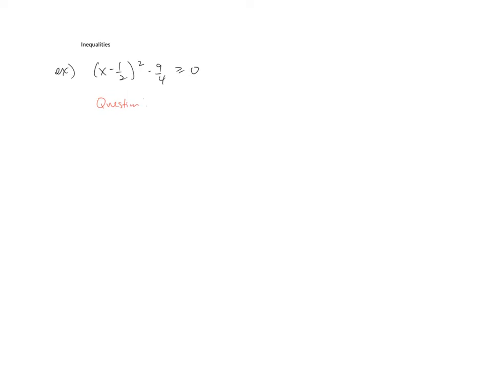So you'll hear me say this a lot. Inequalities always come with a question. The question in this particular example is, where is the graph? And when I say the graph, I mean the graph of this guy right here, above or on the x-axis. So where's the graph above or on the x-axis?